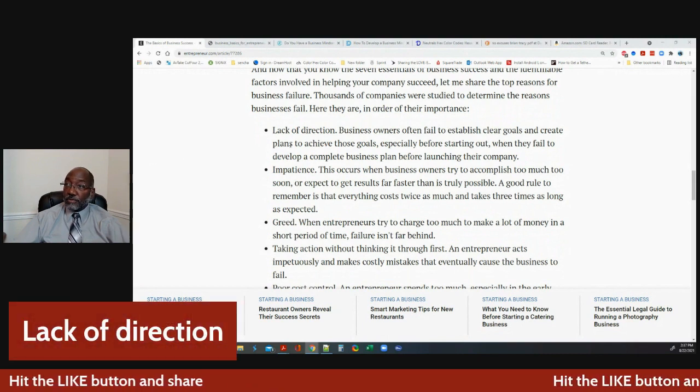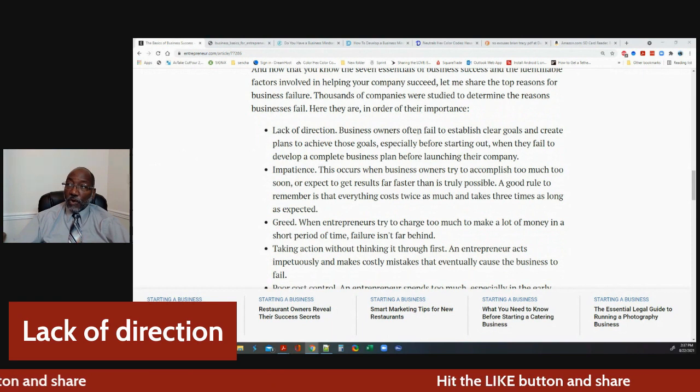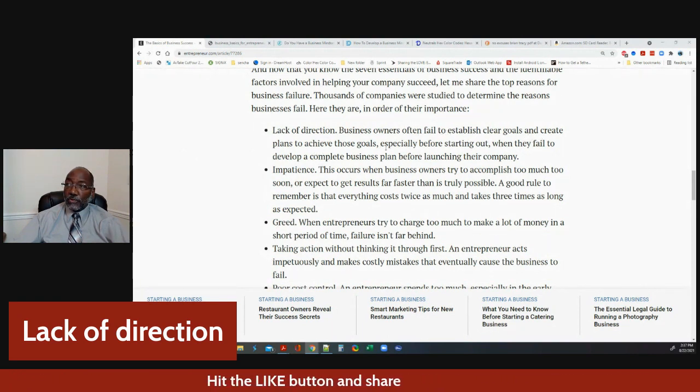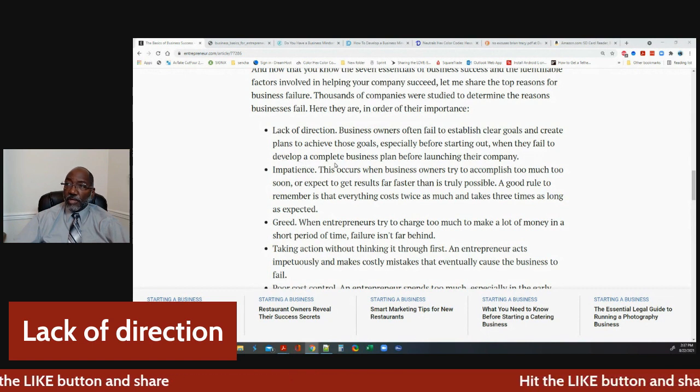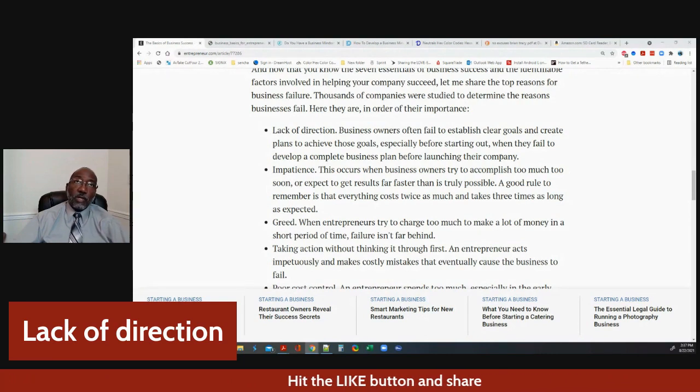Lack of direction. Business owners often fail to establish clear goals and create a plan to achieve those goals, especially before starting out. They fail to develop and complete business plans before launching their company.